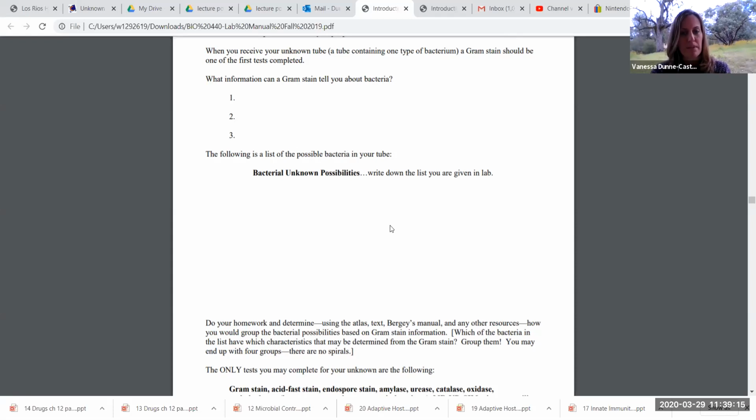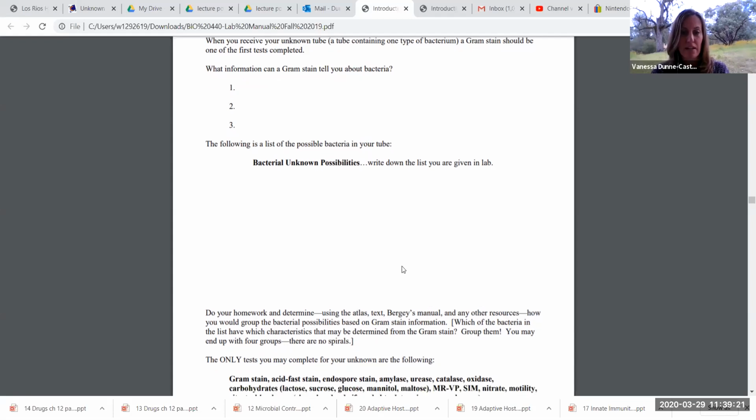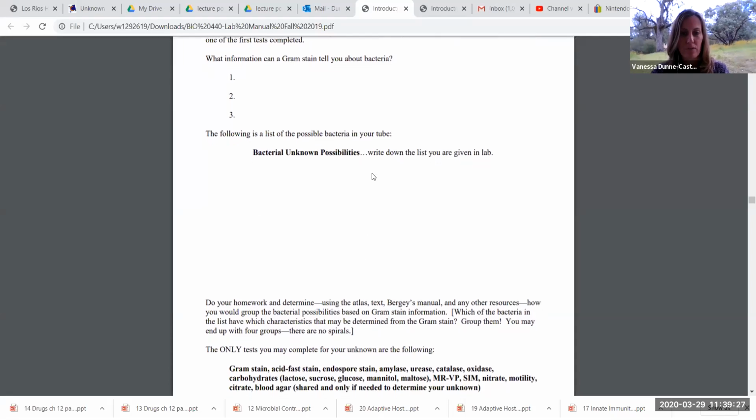I don't have the list with me here. I could provide it if needed for those of you who are absent, but I'm assuming that everyone has already gotten access to the unknown possibilities. So there's 15 different organisms. Your job, first and foremost, is to work through that whole list of unknown organisms and identify which ones are gram positive and which ones are gram negative, first and foremost.